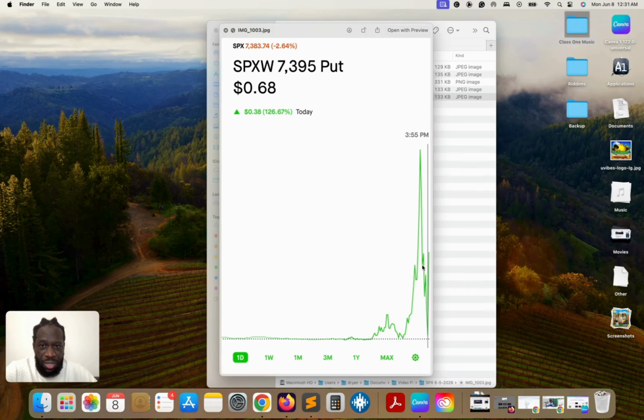So these are some of the possibilities that exist with trading the SPX options, more so the 0 DTE options.